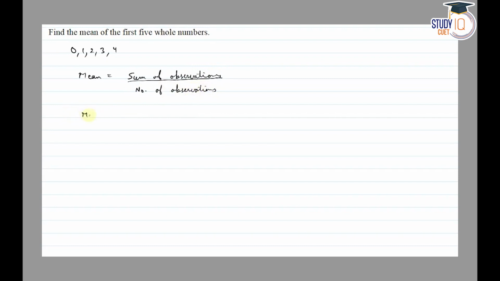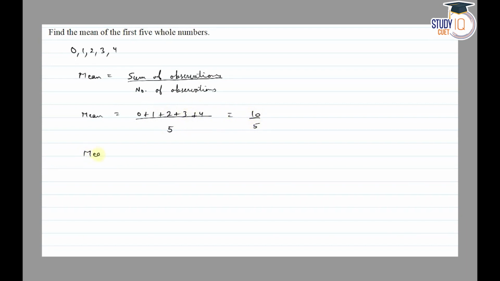So mean हो जाएगा हमारे पास 0 plus 1 plus 2 plus 3 plus 4 upon 5. So 1 plus 2, 3, plus 3, 6, plus 4, 10. So 10 divided by 5.